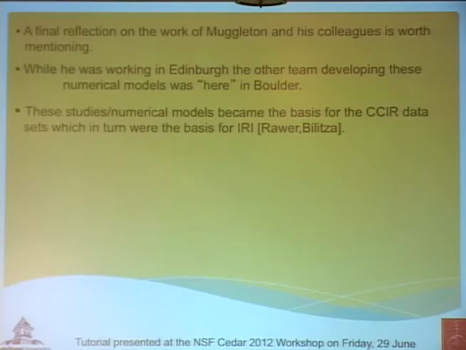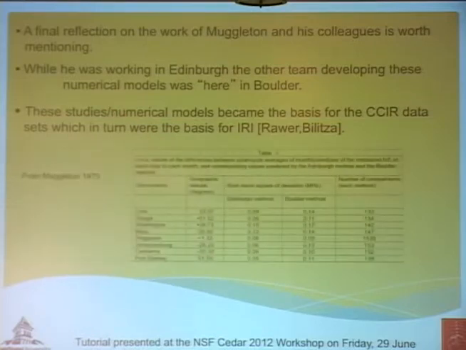The reason why you're still interested in this: how many of you used the IRI blindly? Yeah, you're lying to me, and most of you have. Okay, the IRI today, Rawer and Bilitza, the thing that's called the CCIR coefficients, and of course there's the URSI coefficients too. These guys are the people who created it with the models that we've just been talking about. Monthly median type data. It's pretty hard slog back then. But the basis of this thing that's used universally goes back to Muggleton and colleagues.